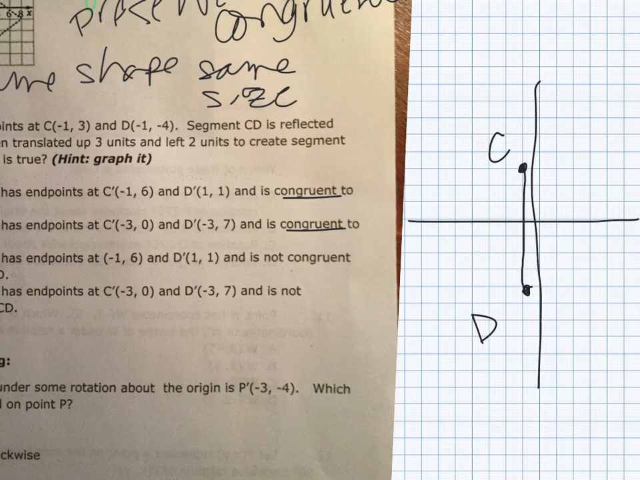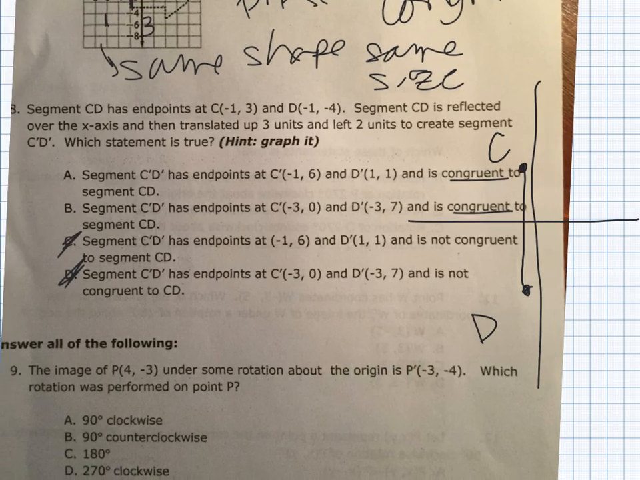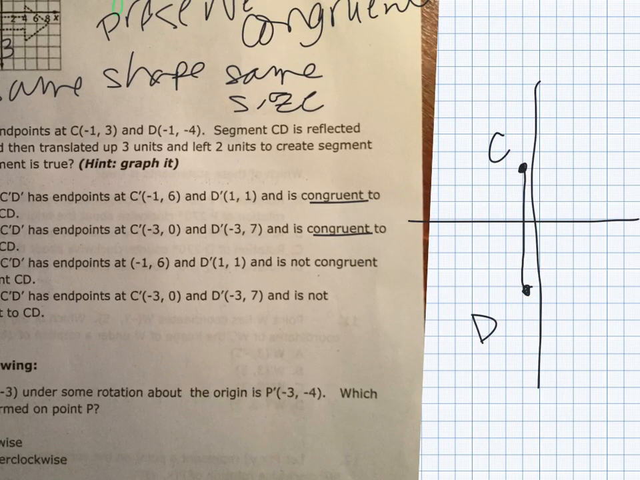Okay, the first thing it tells us is it's reflected over the X. So I'm going to reflect over the X. I'm going to do that transformation in green. So C is 3 away from the X-axis, so I got to go 1, 2, 3 on the other side. And C ends up here. And D is 1, 2, 3, 4 away from the X-axis, so I got to go 1, 2, 3, 4 on the other side. So there's D. So this green line is now that line segment reflected over the X.